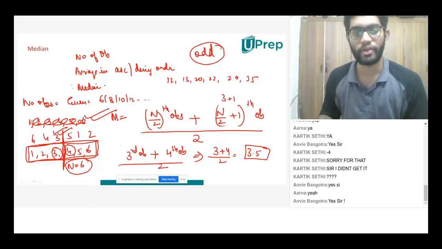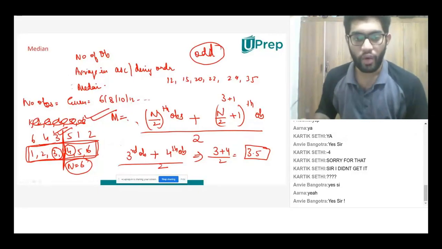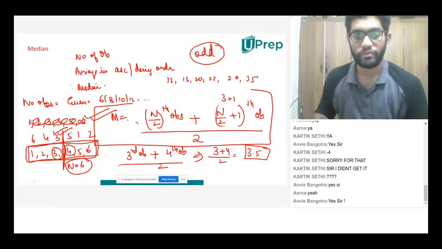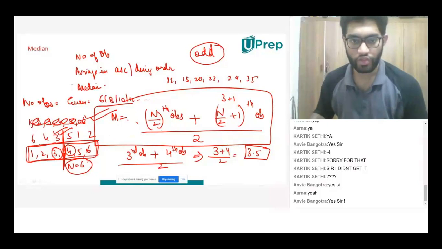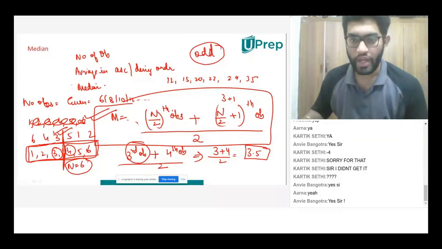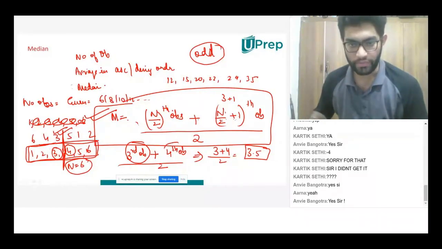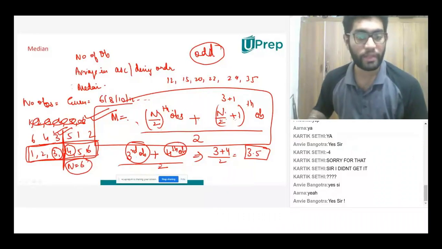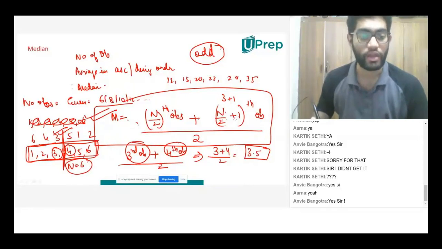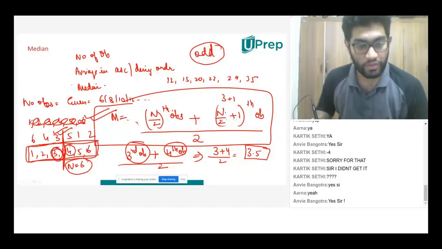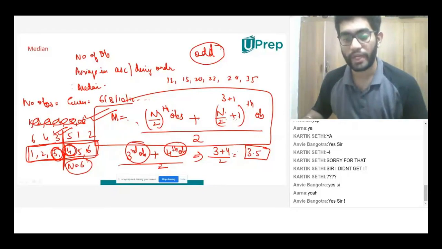So when the number of observations is even, how are we supposed to find the median? The n by 2th observation. Here n was 6, so we did 6 by 2, that is the third observation. Karthik, listen carefully. Plus the n by 2 plus 1th observation. What is n by 2? 3. 3 plus 1, 4. Fourth observation, divided by 2. It's not 3 plus 4 by 2. What are the third and fourth observations in our series? The third observation is 3 and the fourth observation is 4. So 3 plus 4 by 2, that is 7 by 2, which is 3.5.